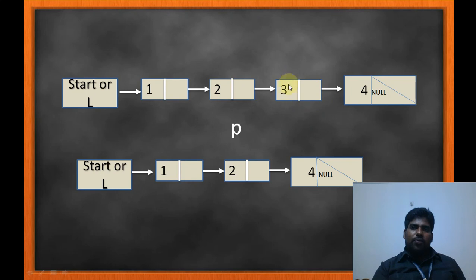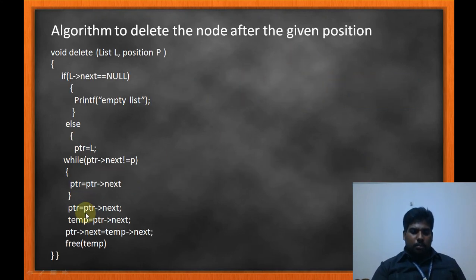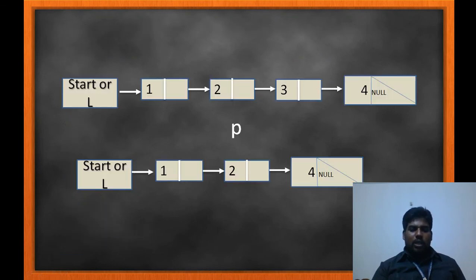So we can put free of PTR. Before that we have to create the link from here to here. So PTR next equal to temp's next. PTR next equal to temp next. Then you are deleting the temp. So these are the 3 ways we are able to delete the nodes from the linked list.